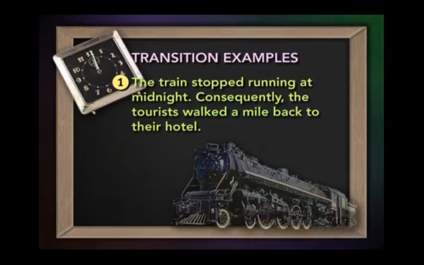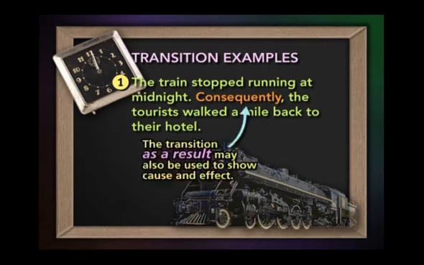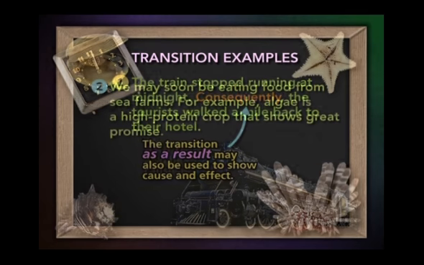Here are my sample answers. The train stopped running at midnight. Consequently, the tourists walked a mile back to their hotel. I could also have used as a result because both consequently and as a result show cause and effect. You'll choose the one that you like best given your purpose, your audience, and your individual writing style.